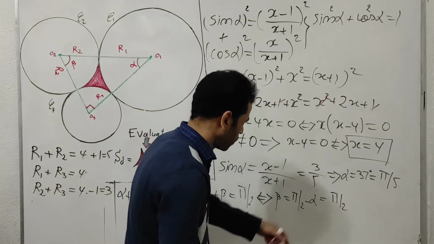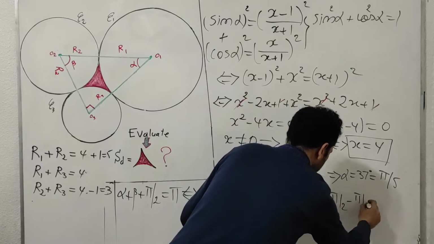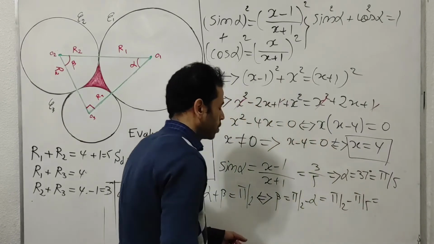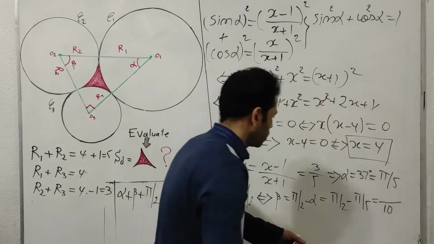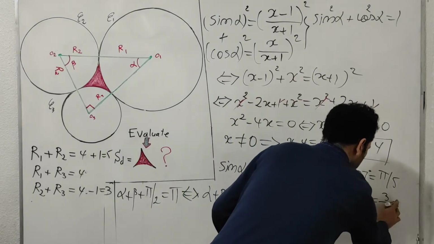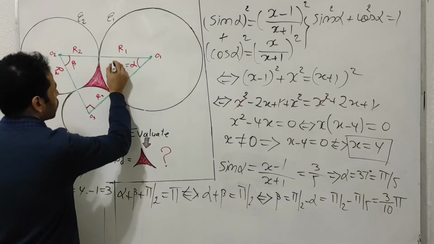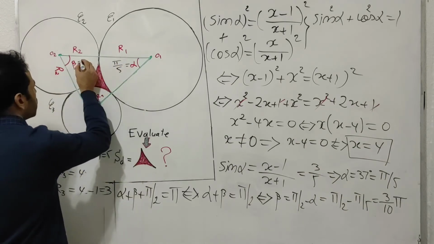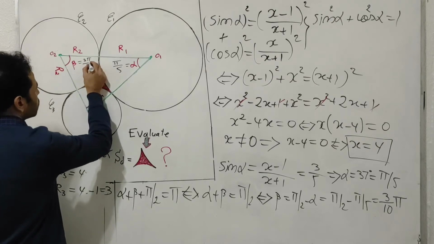We already found alpha, which is pi over 5, so we have pi over 2 minus pi over 5. Okay, so we'll have 10 as a denominator. I will get 5 minus 2, which is 3 over 10 pi. Okay, alpha equal to pi over 5 and beta equal to 3 pi over 10.